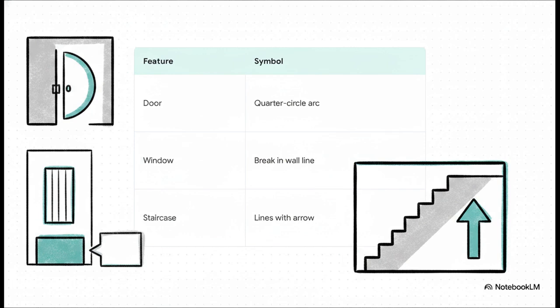A window, that's just shown as a break in the solid wall line filled in with some thin parallel lines. A built-in cupboard is essentially a rectangle stuck against a wall, often labeled BIC, and a staircase is drawn as a series of parallel lines across a rectangle, complete with a super important arrow pointing in the direction you'd walk up. Once you know this visual vocabulary, the whole diagram just becomes perfectly clear.